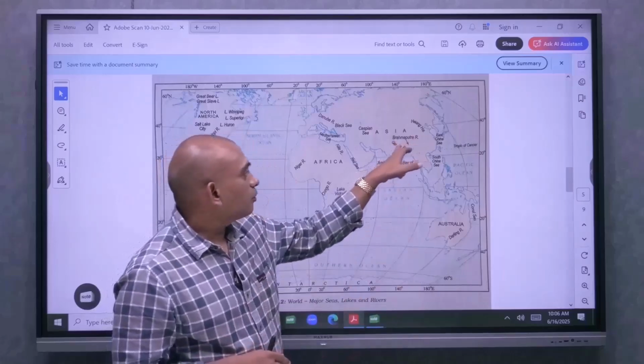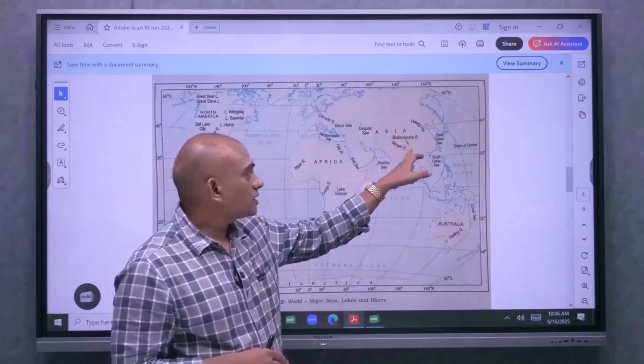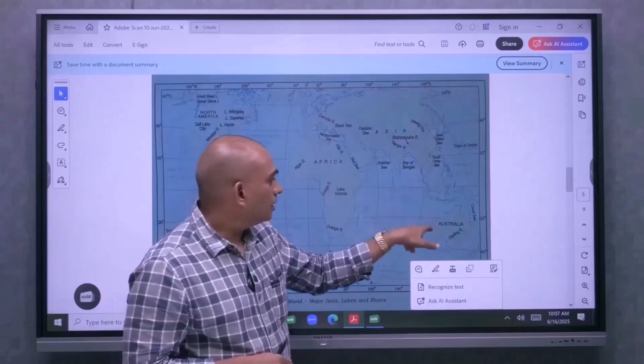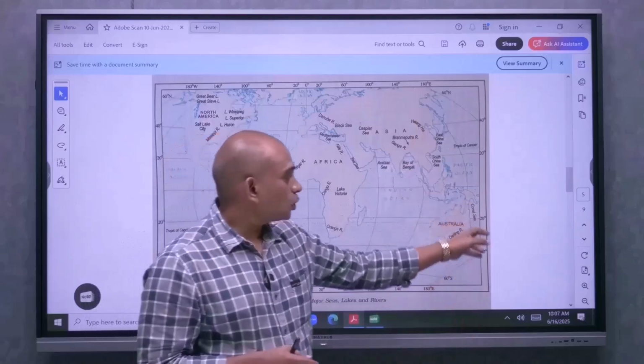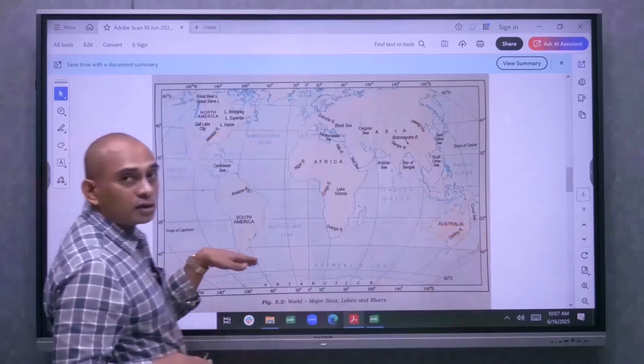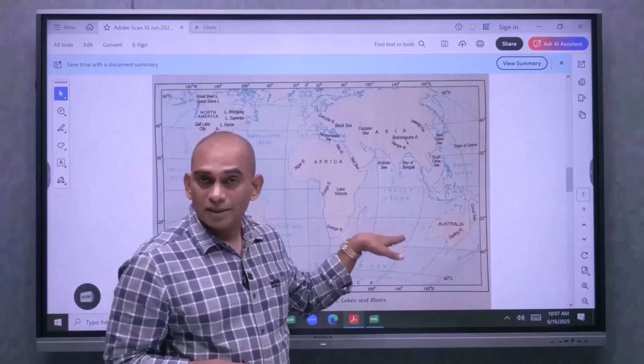And look at this Brahmaputra and Ganga River. These rivers are draining into Bay of Bengal. Look at this Hoangho, the East China Sea, South China Sea. Look at this Coral Sea. This is how water is distributed on the earth's surface.